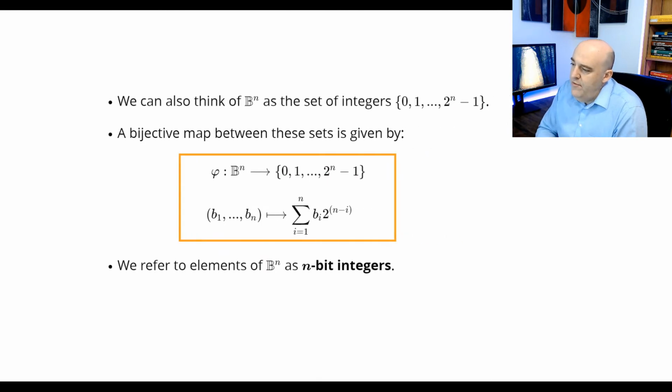And it's important to realize that these sequences of n bits can be thought of as the integers from 0 up to 2 to the n minus 1. And a bijection from that is just taking the n-tuple b1 up to bn to be the summation of the powers of 2 with those bi's as the coefficients. That's just a binary expansion of integers, right? And so for this reason, we call the elements of Bn n-bit integers, okay?